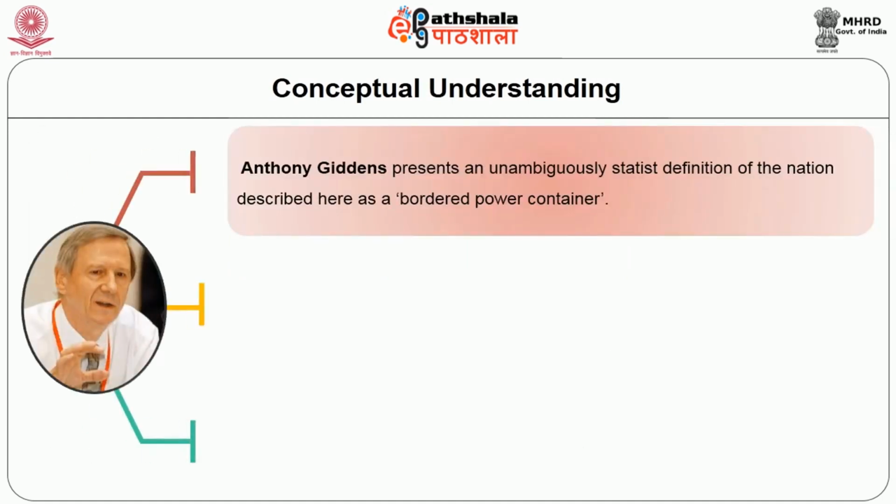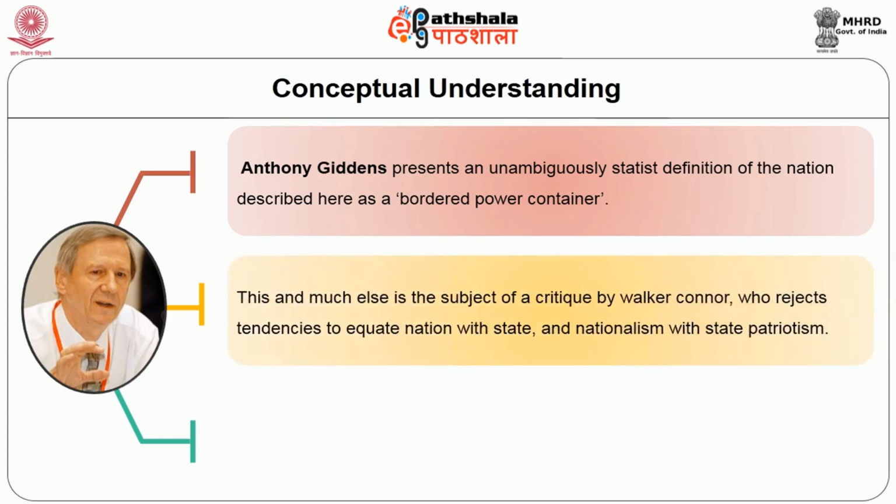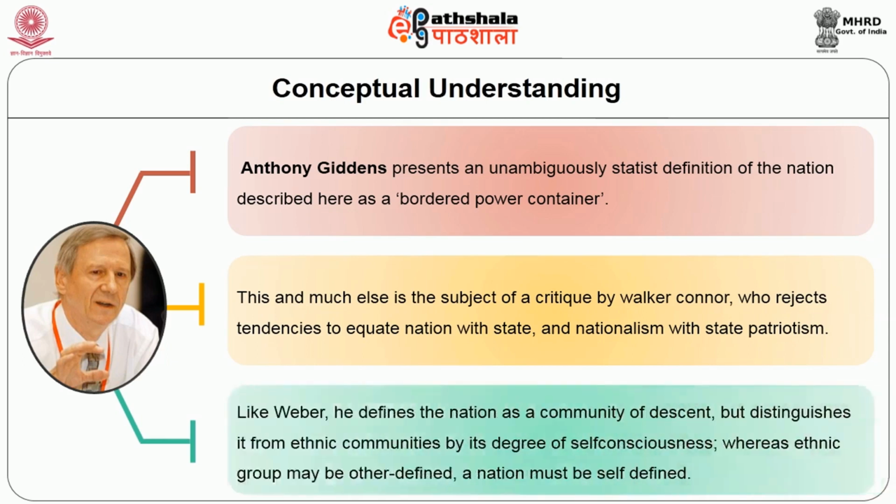In contrast, Anthony Giddens presents an unambiguously statist definition of the nation, described here as a bordered power container. This and much else is the subject of a critique by Walker Connor, who rejects tendencies to equate nation with state and nationalism with state patriotism. Like Weber, he defines the nation as a community of descent, but distinguishes it from ethnic communities by its degree of self-consciousness: whereas an ethnic group may be either defined by others or self-defined, a nation must be self-defined.